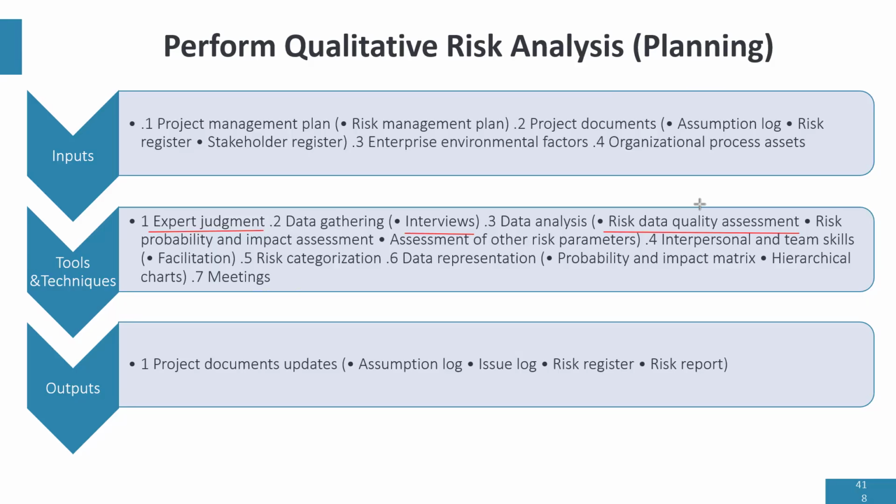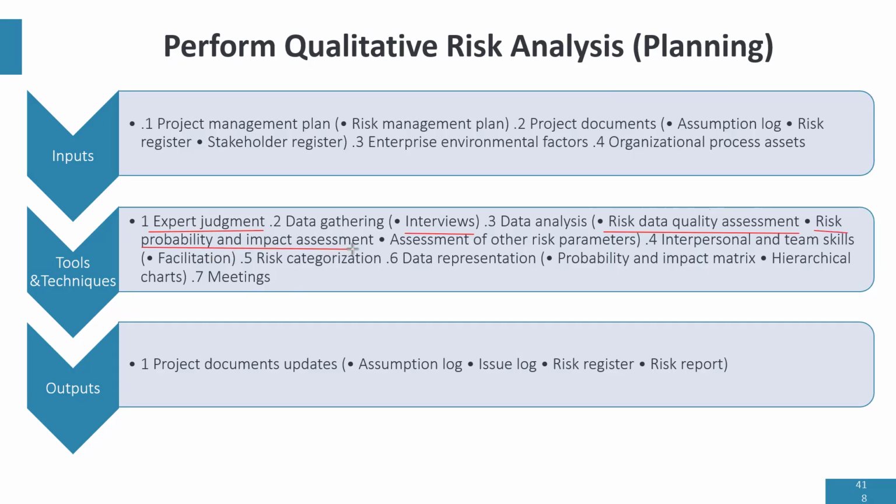If you're using a database to look at probability, risk data quality assessment is where we assess whether the database has been tampered with or not. And of course, if the database has been tampered with, it means that the data is unreliable. It won't give us an accurate assessment, so you can do this if you are using a database to determine probability or impact.